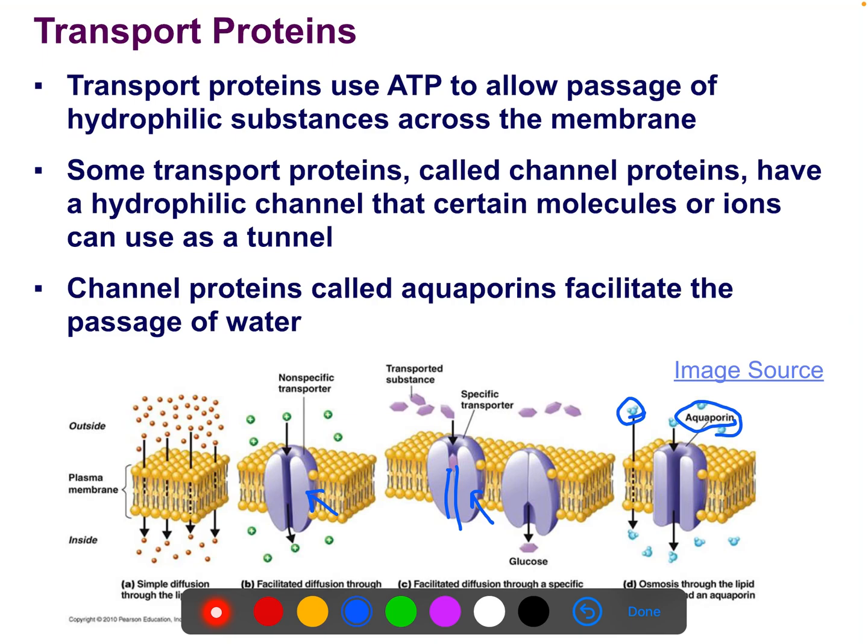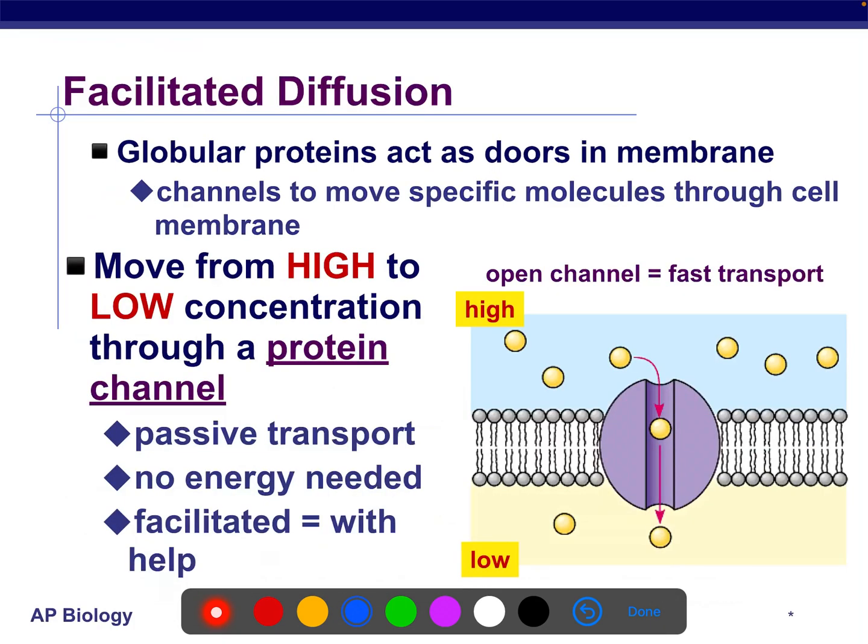Now, even though water is a polar molecule, it's small, and so it is able to diffuse across the membrane on its own. However, an aquaporin is going to transport water a lot more efficiently and faster. Aquaporins are only going to passage water, and water can move by itself, but aquaporins just help that to happen at a faster pace.